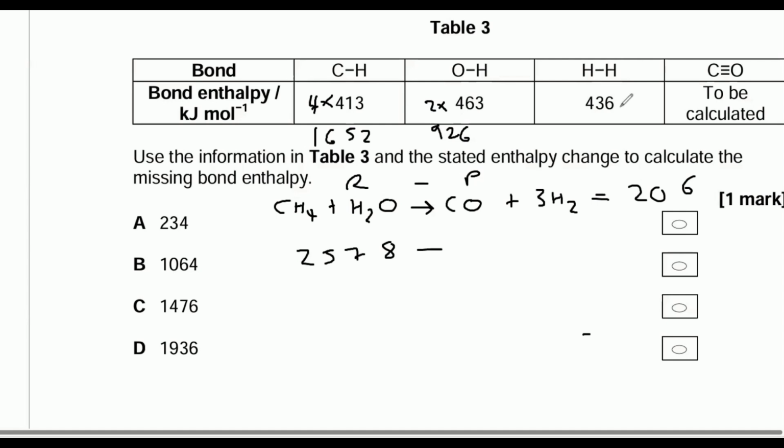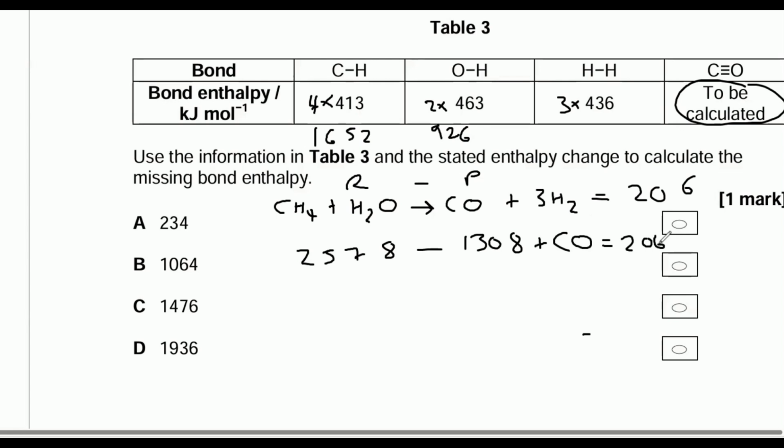Now we want to calculate the products. We don't have this yet, so I'm going to calculate this first. We've got 3 of them. So 3 times 436, I believe, is 1308. And then I want to put plus CO, which is the CO triple bond, equals 206.